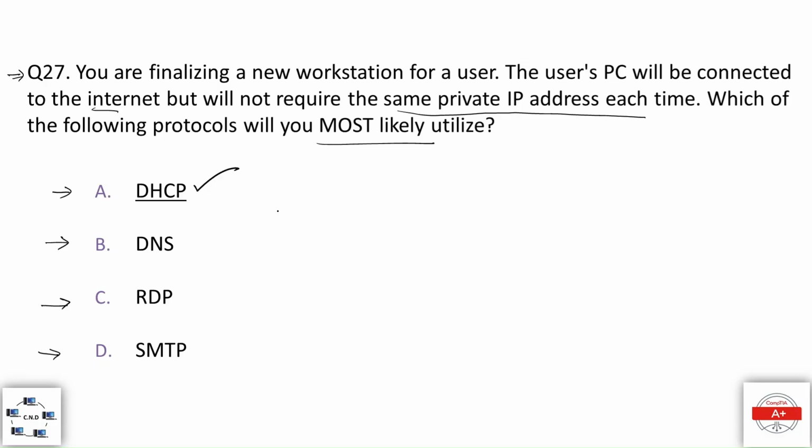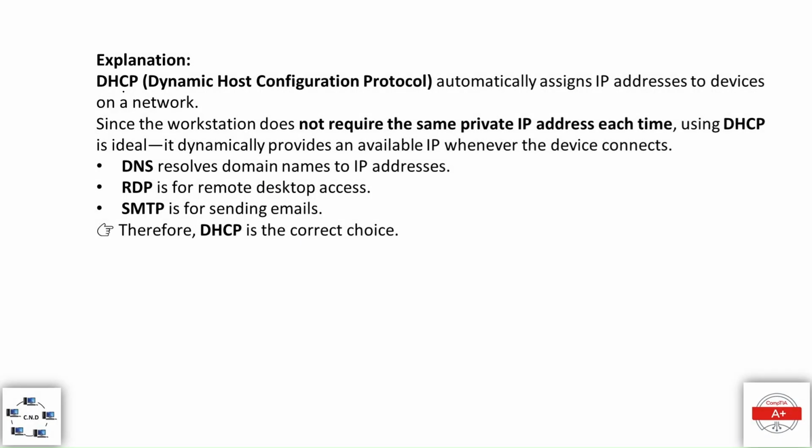So let's go through the explanation. DHCP, or dynamic host configuration protocol, automatically assigns IP addresses to devices on a network. Since the workstation does not require the same private IP address each time it is used, DHCP is ideal because it dynamically provides an available IP address whenever the device connects.